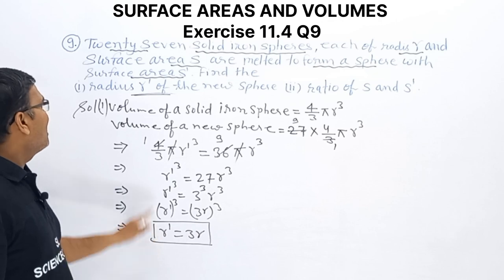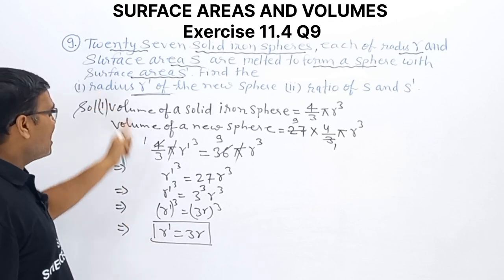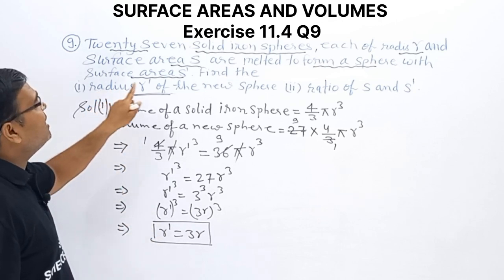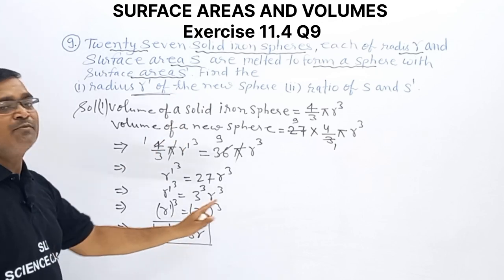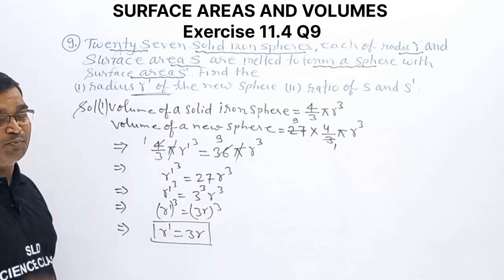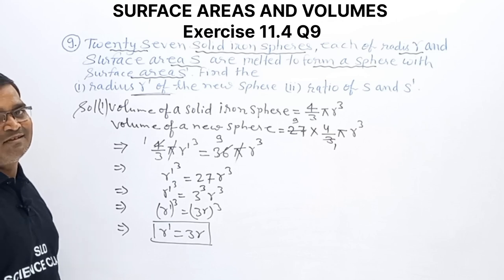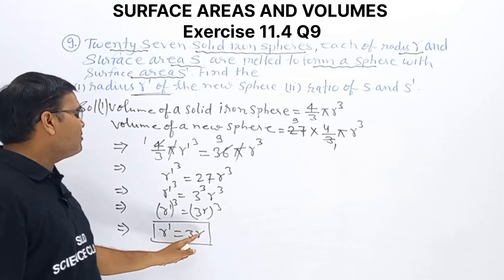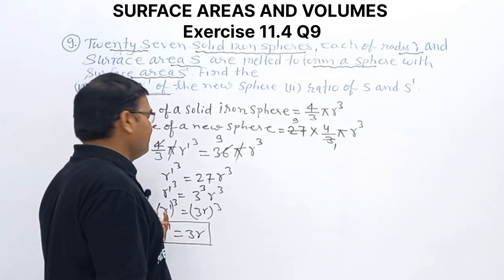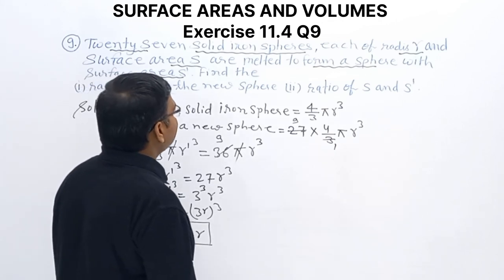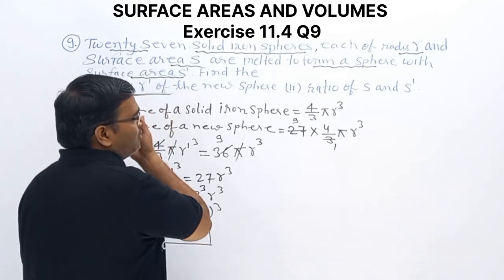What is r dash? It is the radius of the new sphere. So r dash will be 3 times the radius of a solid iron sphere. So 3 times r will be the radius of the new, melted sphere. Clear? Now the second one, how will we solve it?